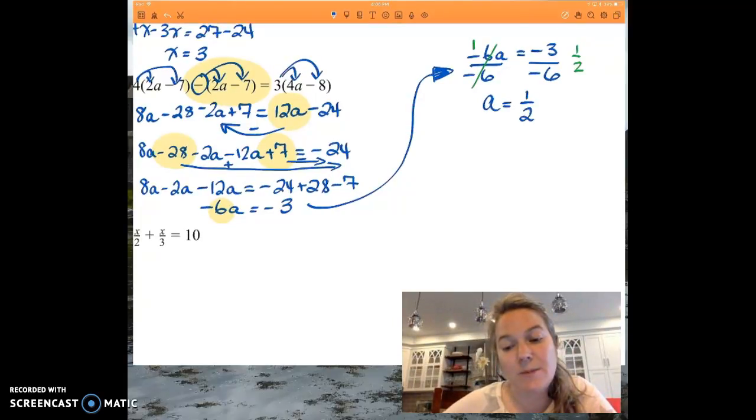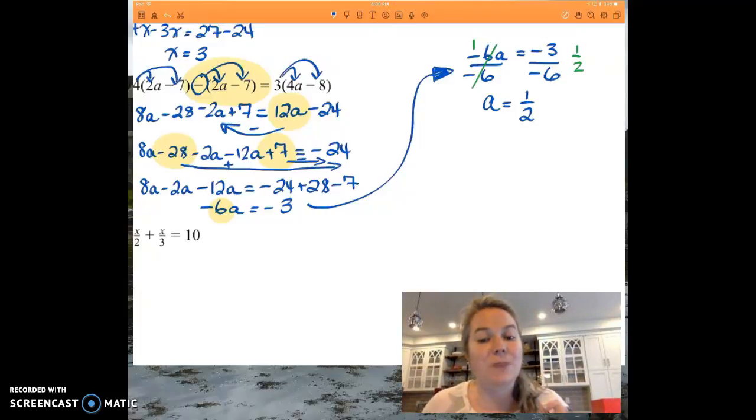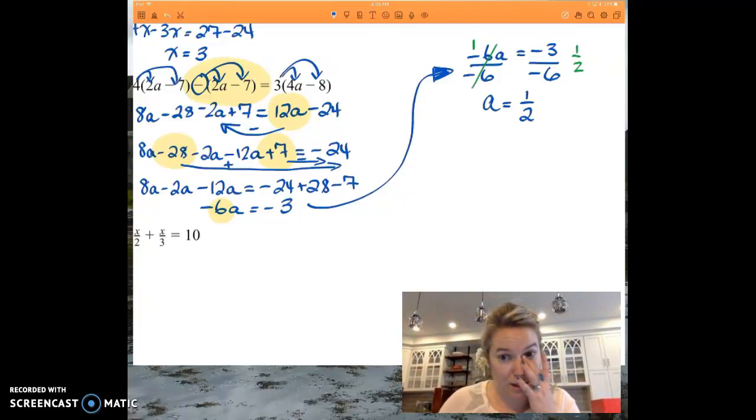A lot of times people are going to answer a equals 2, because in their head, 6 divided by 3 is 2. They're just not going to recognize that that's the wrong way around. So make sure that you're paying especially close attention to the negative 3 over negative 6 as opposed to 6 over 3.